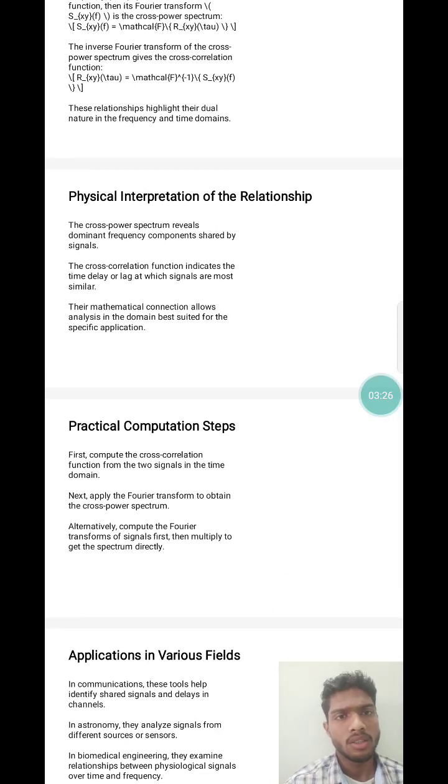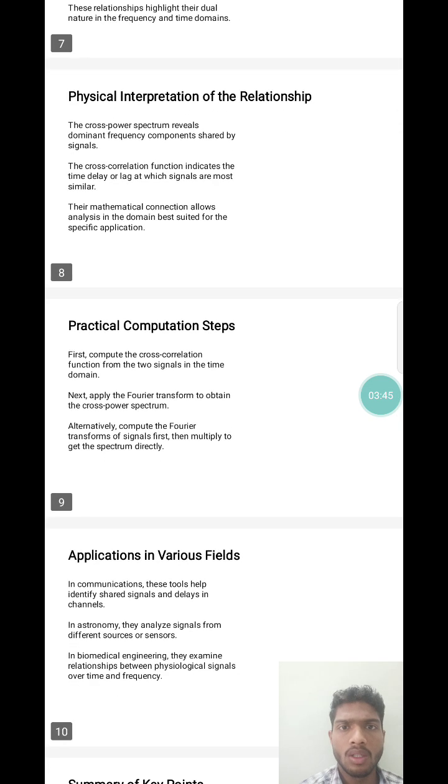Physical interpretation of the relationship. The cross power spectrum reveals dominant frequency components shared by signals. The cross correlation function indicates the time delay or lag at which signals are most similar. The mathematical connection allows analysis in the domain best suited for the specific application.